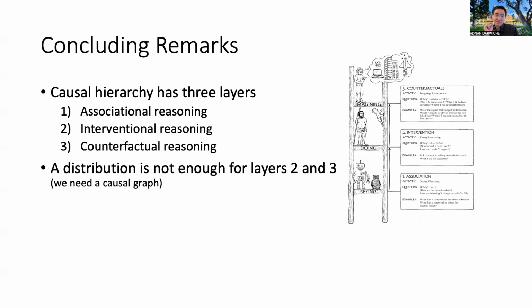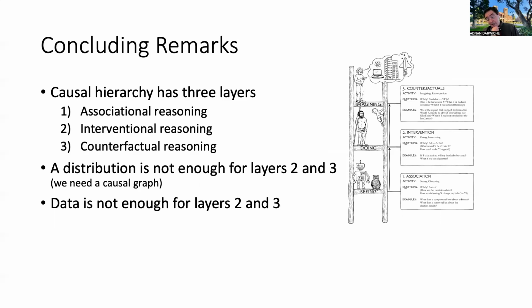The key thing here is a distribution is not enough for layers 2 and 3. We need a causal graph. That's additional information. Another way to state that, which you hear a lot, is that data is not enough for layers 2 and 3, because data does not have enough information to answer them.